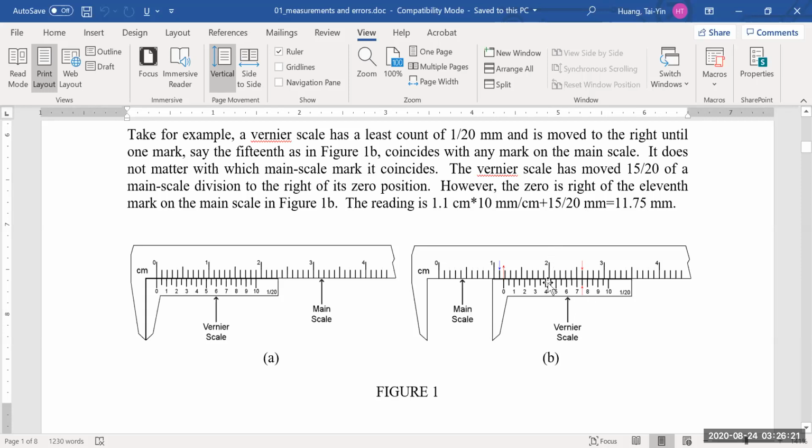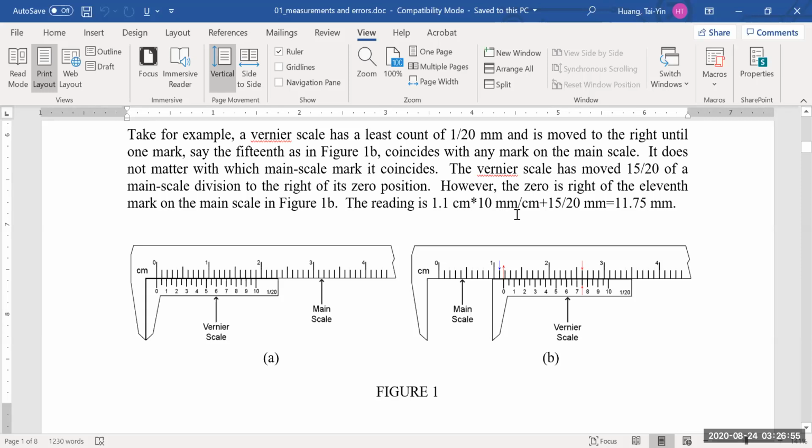So the reading will be 1.1 centimeters times 10, that's from the main scale, and then plus 15 times 1/20, which is 15/20. So altogether, that will become 11.75 millimeters. So this is how you're going to read off on the vernier scale. Look at where the zero on the vernier scale is in relation to the marks on the main scale. In this case, that is 1.1 centimeters.